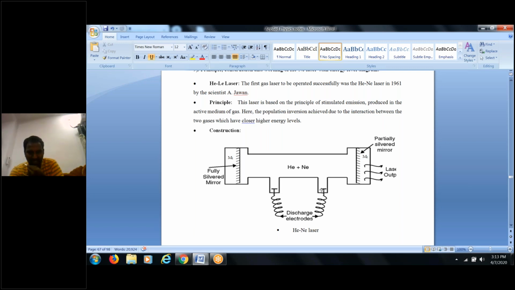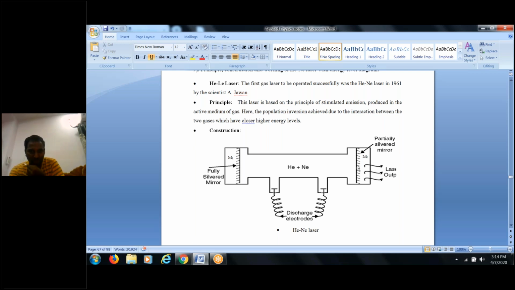Observe here, the electric discharge. This is the discharge tube made of quartz material. We place helium and neon atoms in the ratio 10:1. Being less in number, neon atoms act as active material, so neon atoms undergo stimulated emission, and thereby we get laser light. We also have windows. These two windows are called Brewster's windows, placed at a special angle theta equals tan inverse of n to get bright light. To improve the efficiency of the light, we place those windows with special inclination.